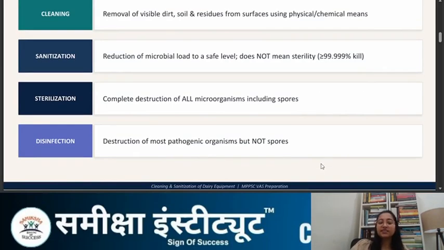Then next is the disinfection. When we consider disinfection, we are mostly focusing on inanimate objects, non-living objects. So it is destruction of most of the pathogenic microbes but not their spores, because spores are still present in case of disinfection. So these are the basic definitions of all these terms.